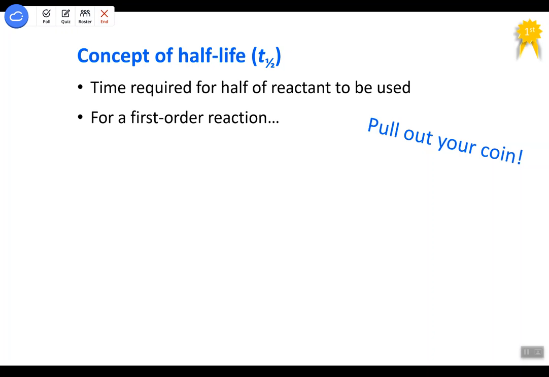5, 4, 3, 2, 1. Tails, you sit down. 5, 4, 3, 2, 1. Heads, you sit down. 5, 4, 3, 2, 1. Tails, you sit down. 5, 4, 3, 2, 1. Tails, you sit down. 5, 4, 3, 2, 1. Heads, you sit down. And we're going to pause.